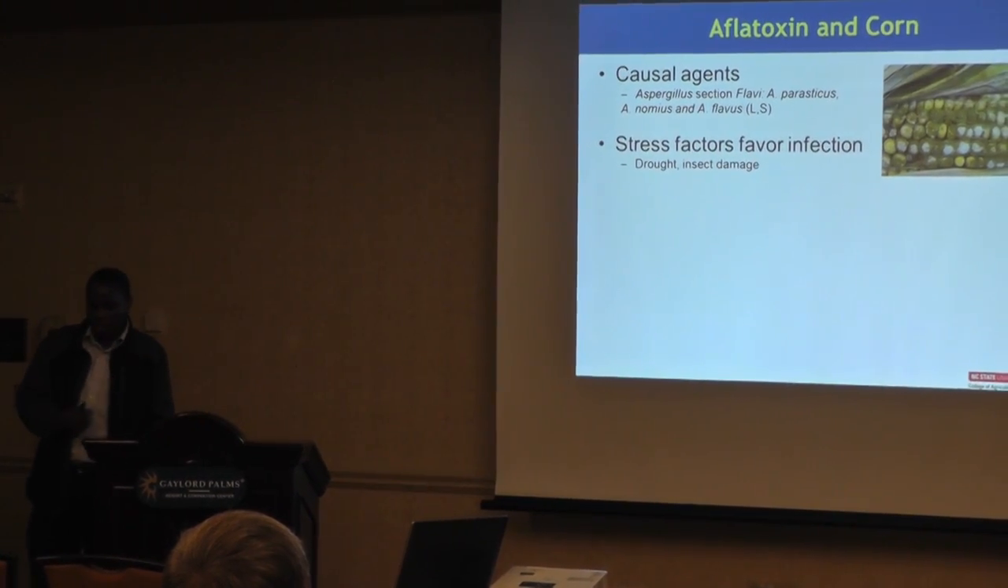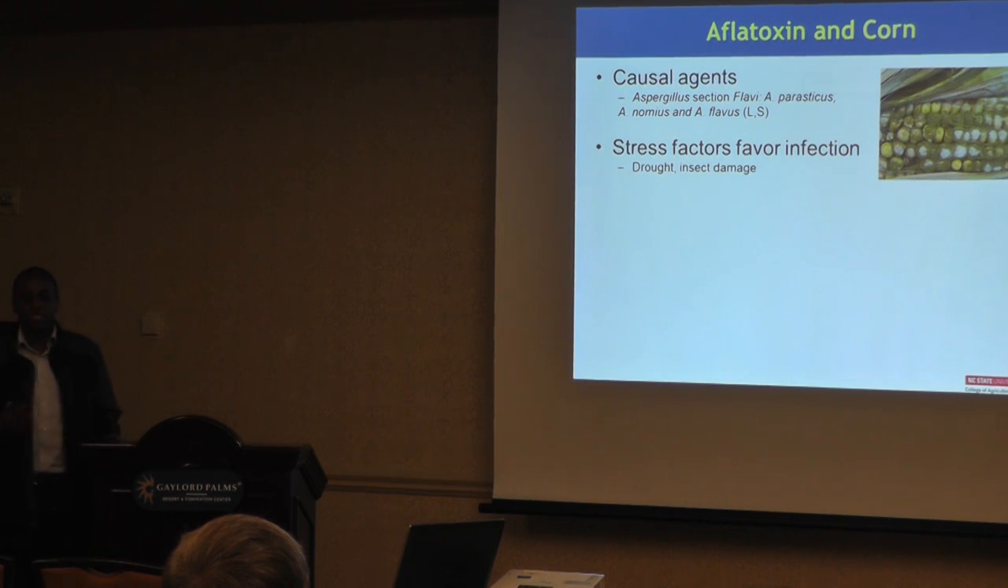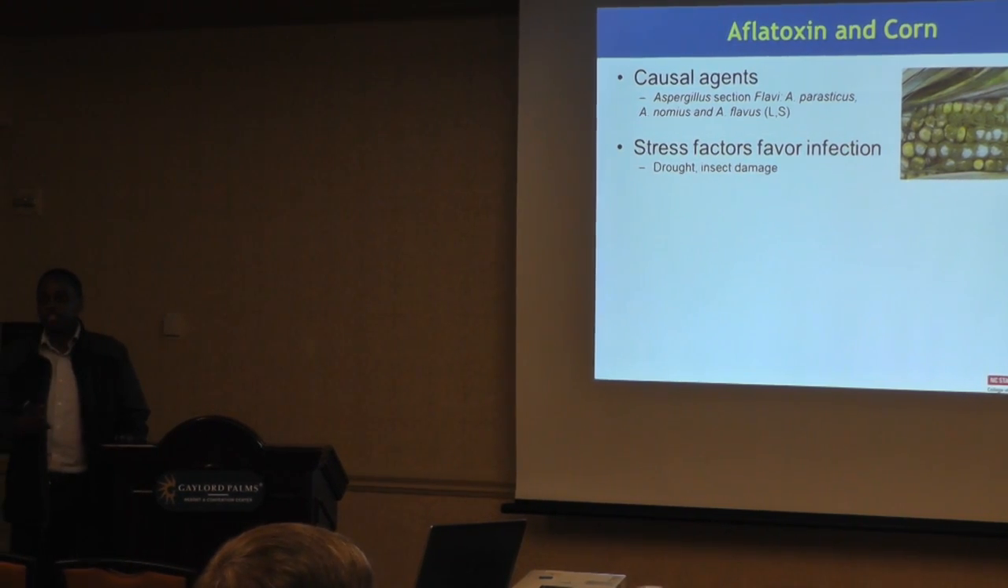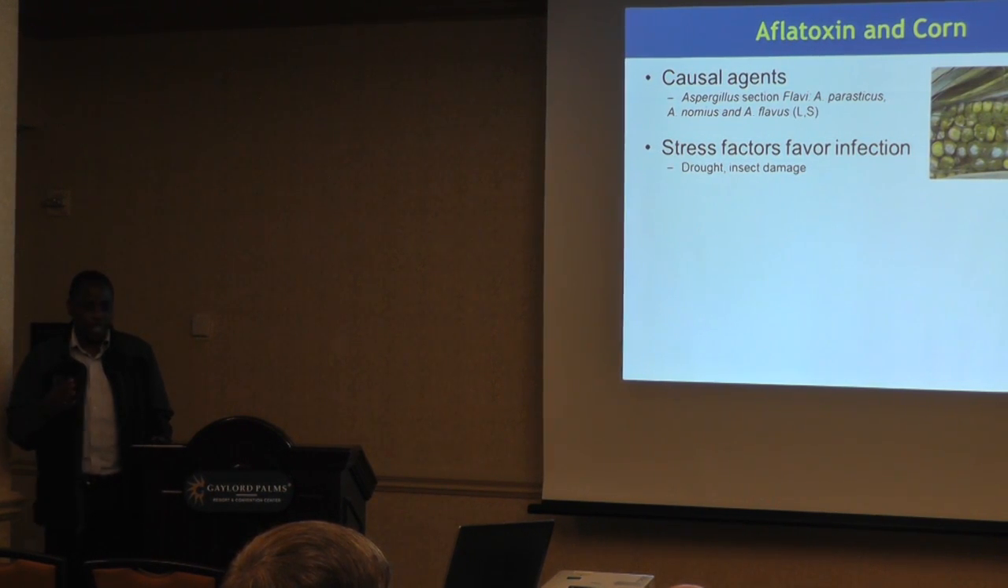We know very well that stress factors such as drought and insect damage during the season predispose corn to infection by A. flavus. So whenever you have high levels of drought or high levels of insect damage, there is always a positive correlation between those two.